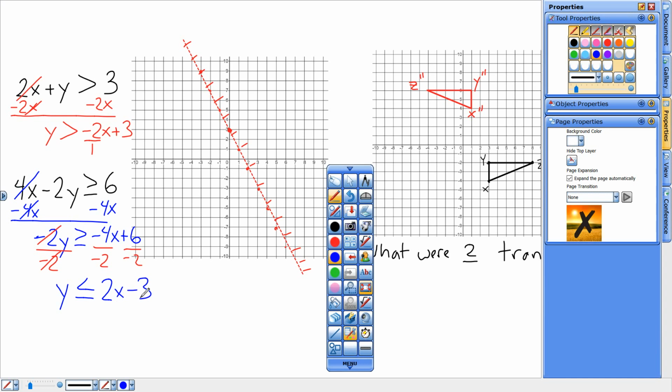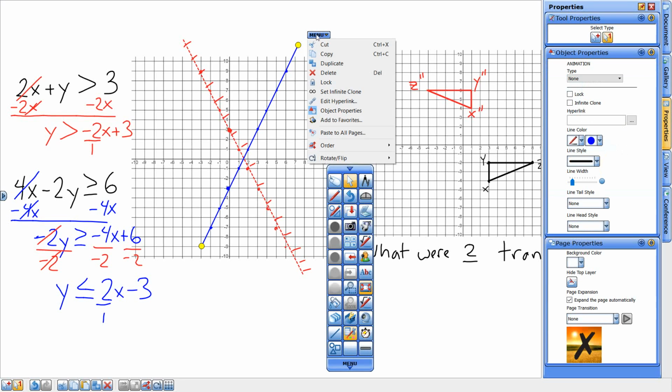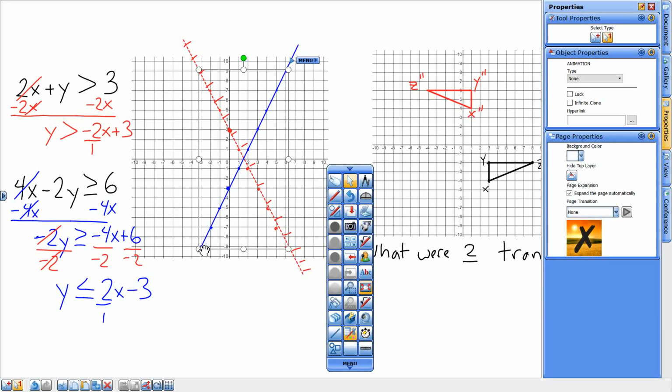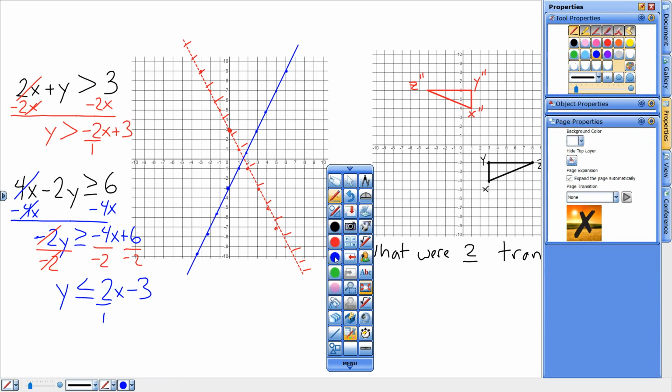So if I was to graph that, negative 3 on y, then over 1 up 2, because this one has a positive 2 over 1 slope, over 1 up 2, over 1 up 2. This is a solid line because of that inequality. My inequality is the less than or equal to direction. Let's make this line a little longer. So less than or equal to is going to shade a little bit below.